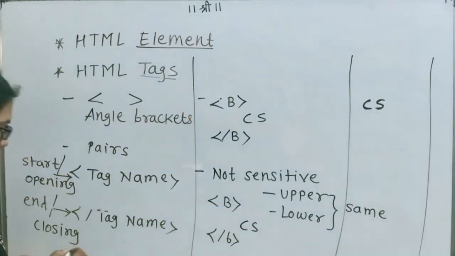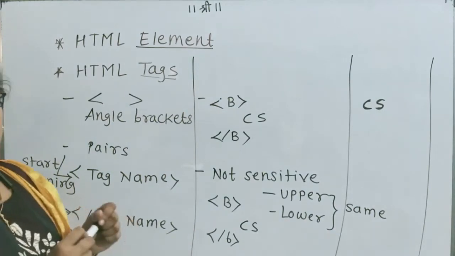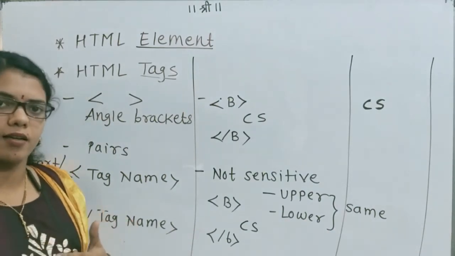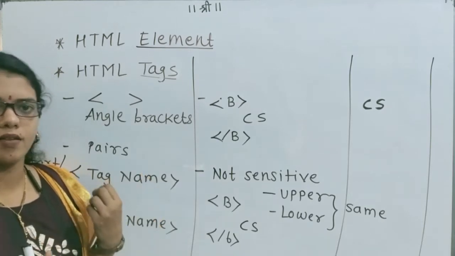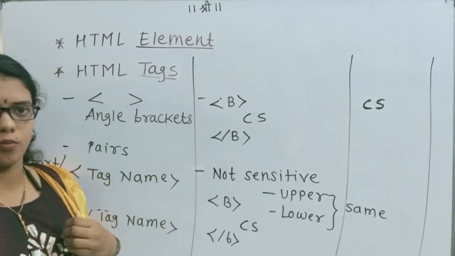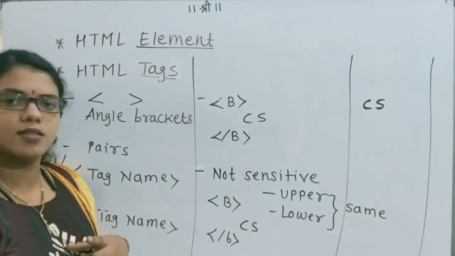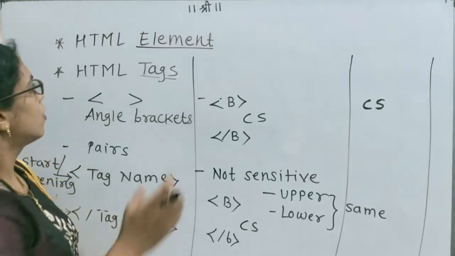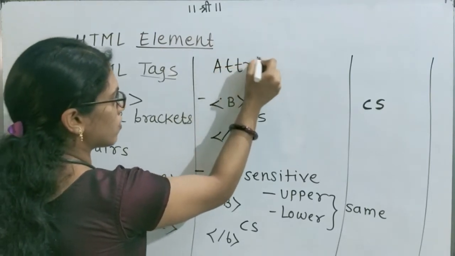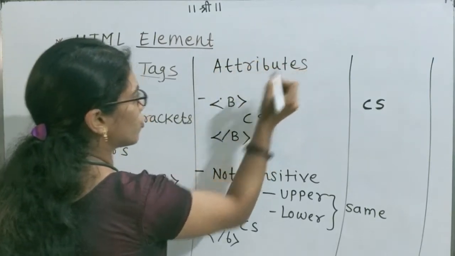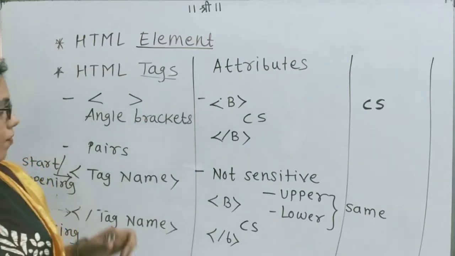Okay, second rule: when we are declaring any tag, sometimes some tags have extra information, additional information, and to represent that additional information we have to use attributes.